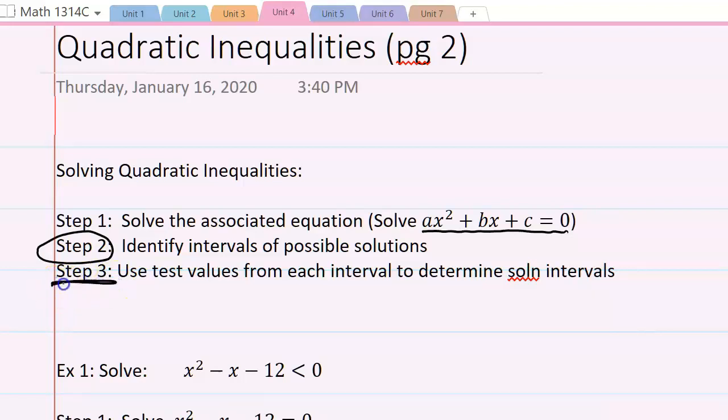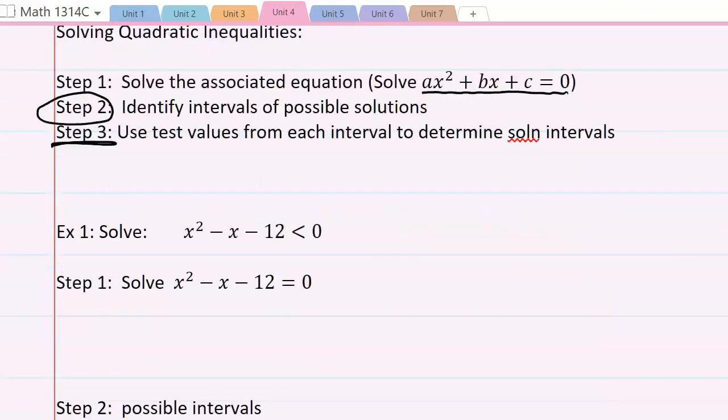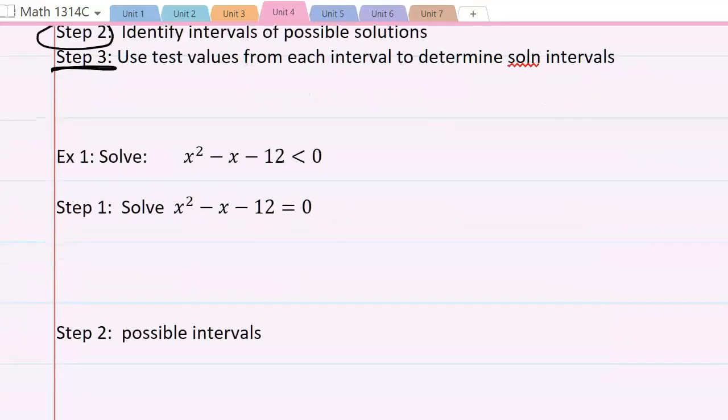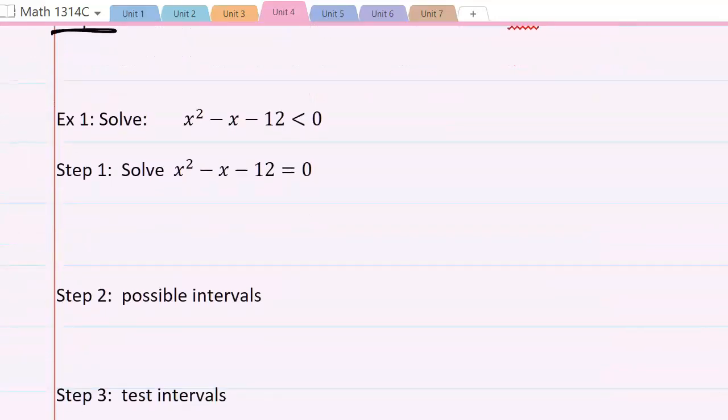We can do this by testing values from each interval into the original inequality to see if it makes the statement true. Or we can use our logic from the previous page. Let's use these steps in the following example. Example 1. Solve the quadratic inequality of x squared minus x minus 12 is less than 0.